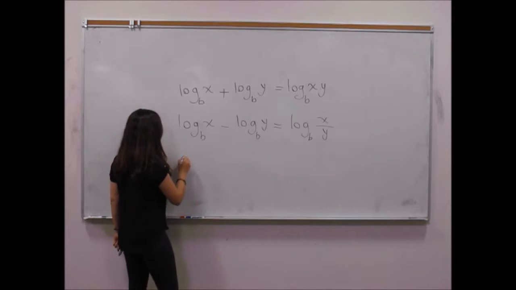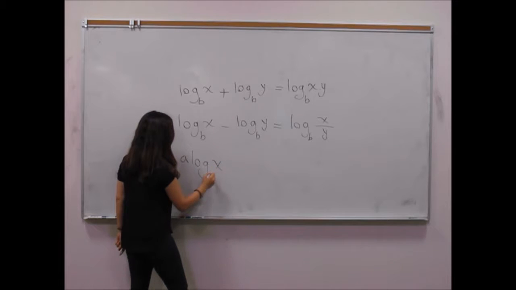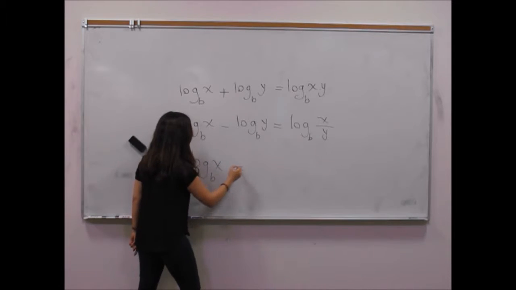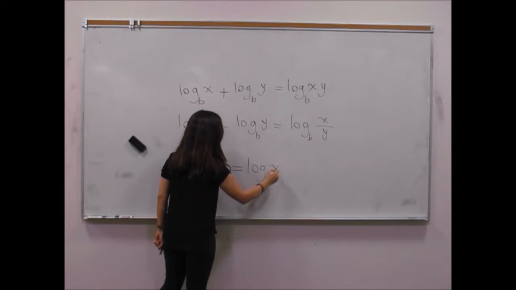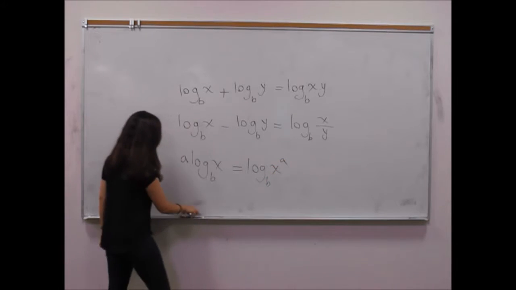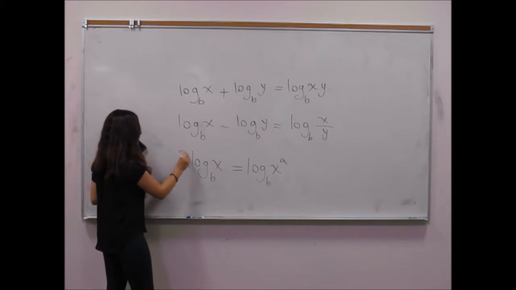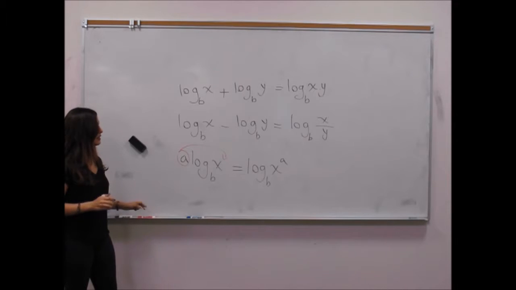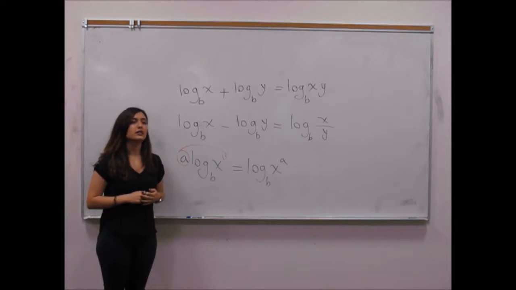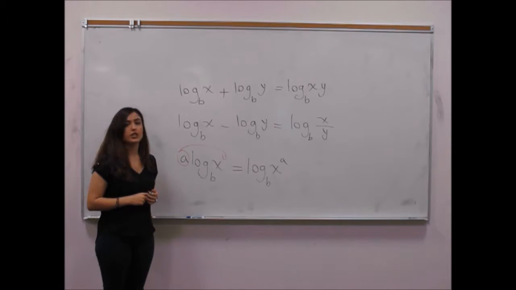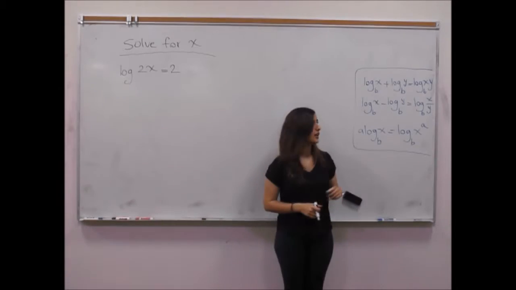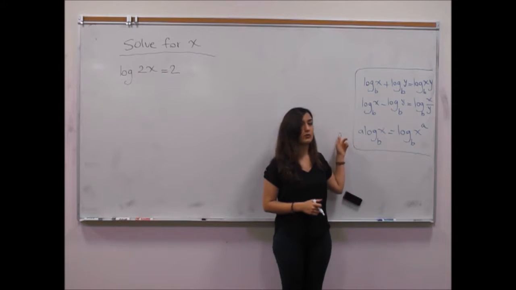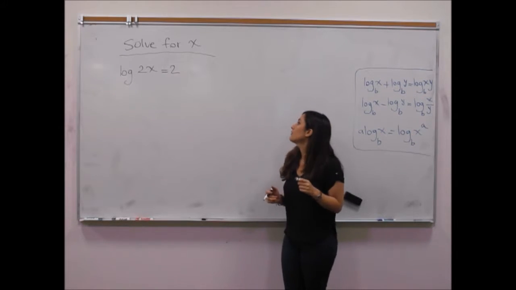And if I have some number, some constant, getting multiplied by the log, I can rewrite this as log of x to the a base b. So this coefficient here moved to here as the exponent of the argument. There's also a video on properties of log. You can watch that video to review. So I have the properties of logs here, the ones that we're going to use in this video. And here's our first example.